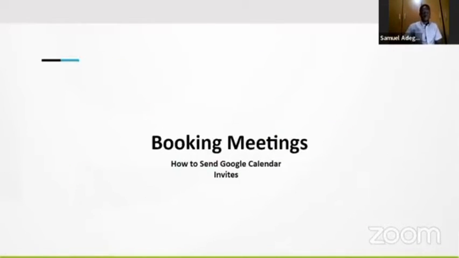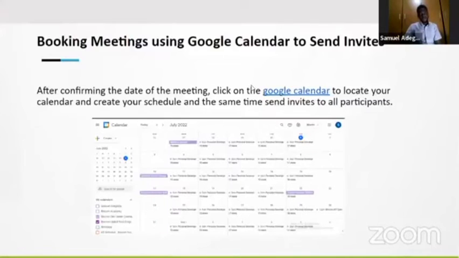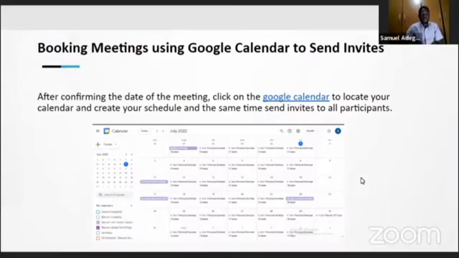Booking a meeting. This is the first step: you want to ensure you have the emails of the people you are inviting. Ensure you have their Google email addresses. Once you have those set aside, you can easily click on this Google Calendar link here, and it will take you to this page.